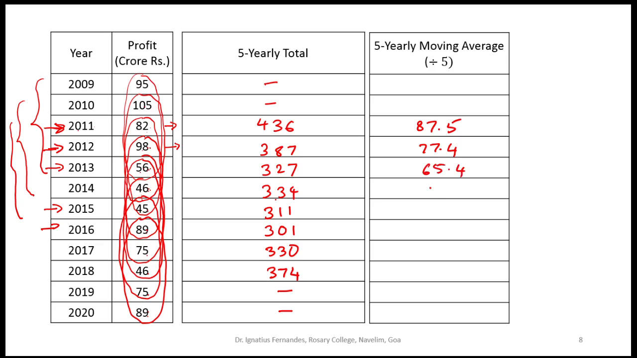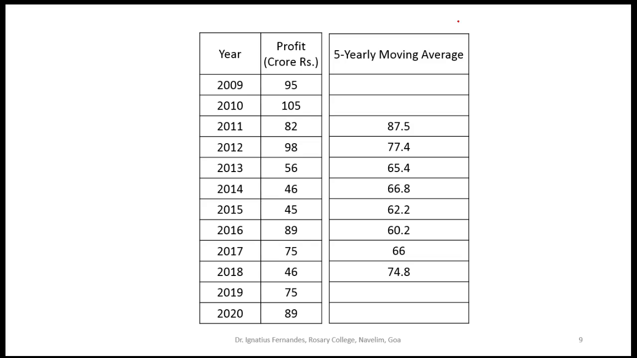334 divided by 5 is 66.8. 311 divided by 5 is 62.2. 301 by 5 is 60.2. 330 divided by 5 is 66. And 374 divided by 5 is 74.8. So for each of these years, these are the actual values, and these are the values using 5 yearly moving averages. This is how I have got it.